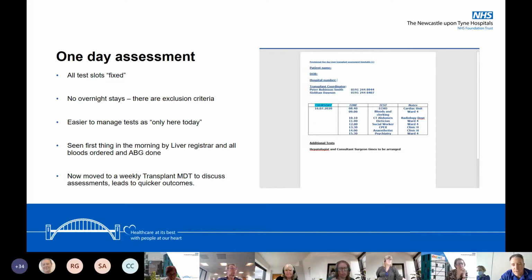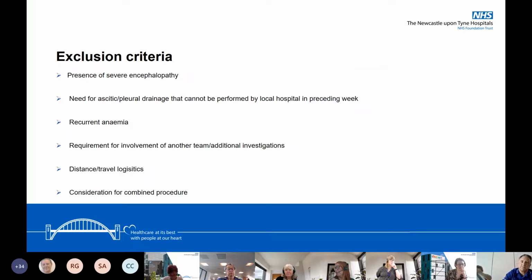So it was a lot of legwork for Siobhan and I actually getting patients to tests on time, because as you're all aware, at that time in the morning, porters are busy, other departments are busy. So physically, as Band 7 nurses, we take them around to their appointments. We also, in terms of fixing slots, we then moved to a weekly transplant MDT to discuss the assessment patients, and this therefore led to a quicker outcome for the patients.